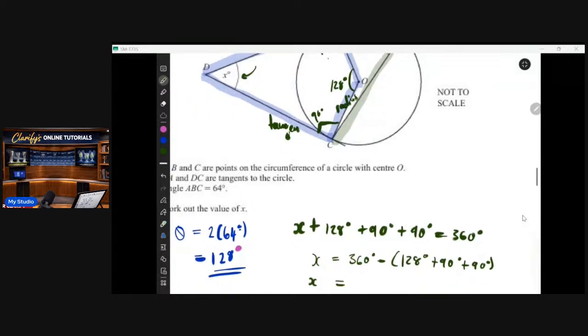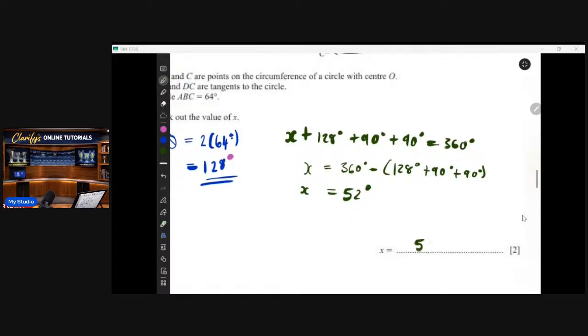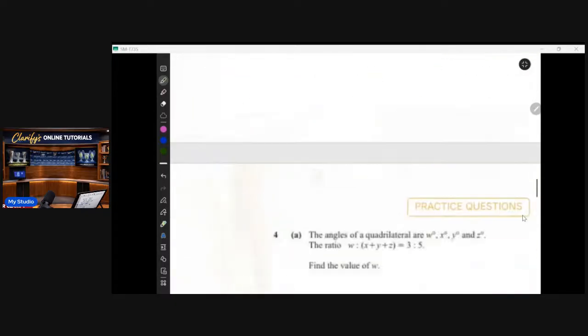So you're looking and you're applying the theorems. You're not scared. You see a radius. You see a tangent. These are tangents, these lines. Okay, so you get 52. 52 degrees. So this is going to be your angle. This is 52 degrees. It's your answer.